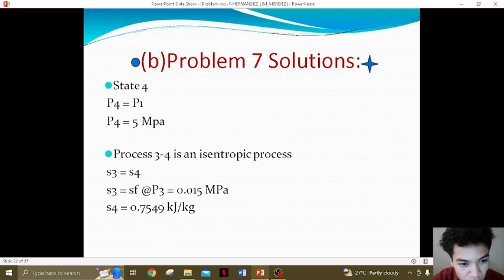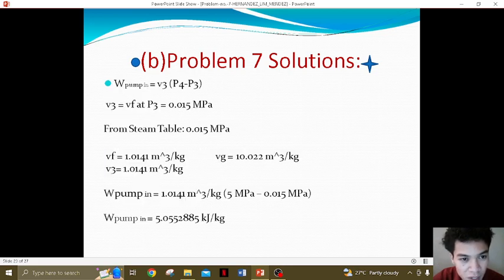So S3 is equal to SF at pressure 3, which is 0.015 MPa. So you'll have the answer of 0.7549 kJ/kg. So same thing here, the work pump in is V3 times P4 minus P3. So V3 is equal to VF at pressure 3, which is 0.015 MPa. So from the steam table at 0.015 MPa, you have your VF of 1.0141 m³/kg and your VG of 10.022 m³/kg, and V3 of 1.0141 m³/kg.